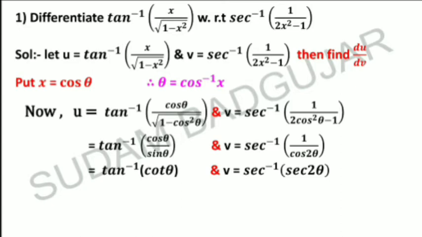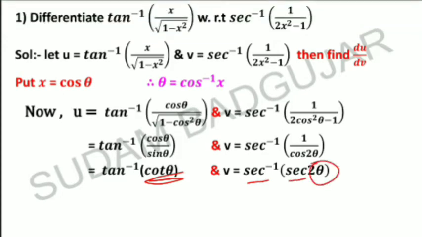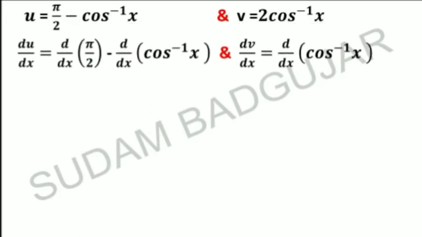What is sec inverse of sec 2 theta? It becomes 2 theta. And here you have to convert cot theta in terms of tan of pi by 2 minus theta form. So u is tan inverse of tan of pi by 2 minus theta, and v is equal to 2 theta. So u is equal to pi by 2 minus theta and v is equal to 2 theta. Here substitute the value of theta. What is theta? Cos inverse x. So u becomes pi by 2 minus cos inverse x, and v is equal to 2 cos inverse x.